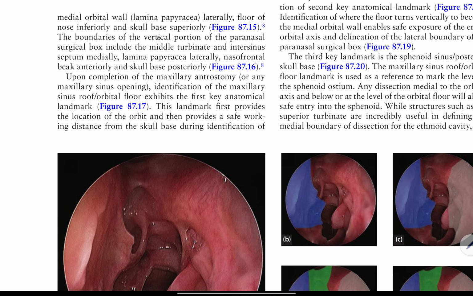The boundaries of the vertical portion of the paranasal sinus surgical box include middle turbinate and intersinus septum medially, lamina papyracea laterally, nasofrontal beak anteriorly, and skull base posteriorly.